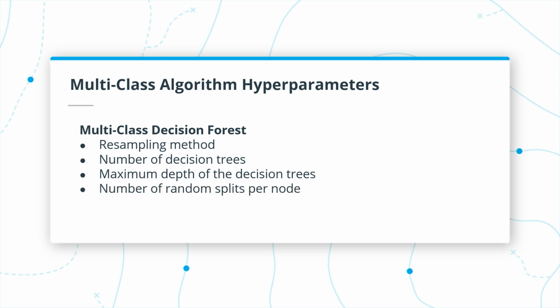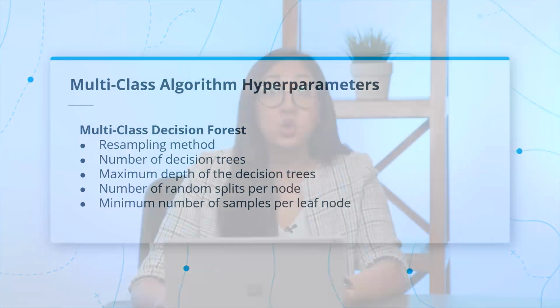The next parameter is the number of random splits per node. That is, the number of splits to use when building each node of the tree. Finally, we have the minimum number of samples per leaf node. This controls the minimum number of cases that are required to create any terminal node in a tree.